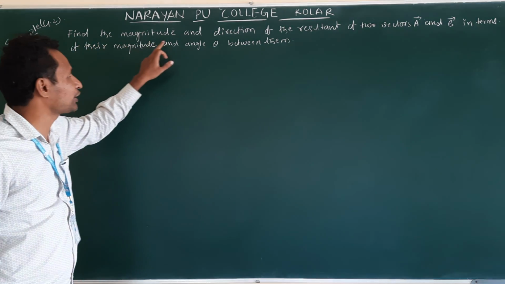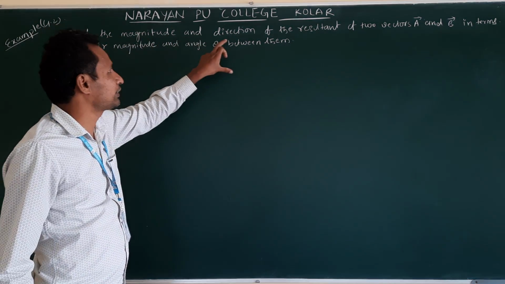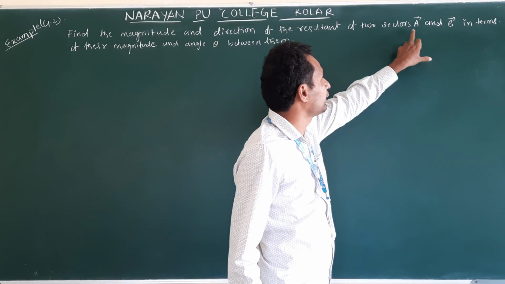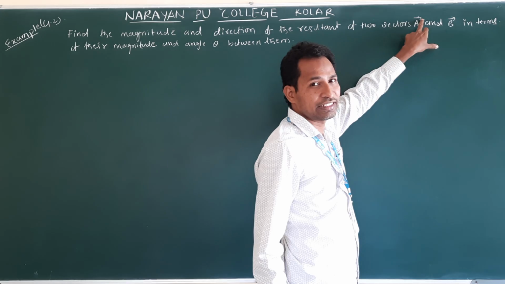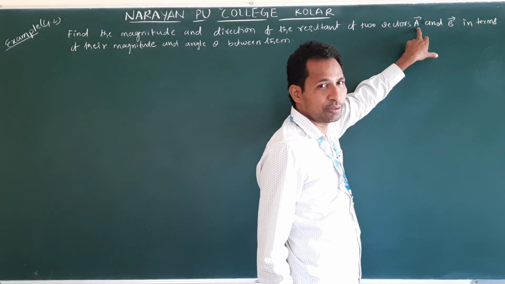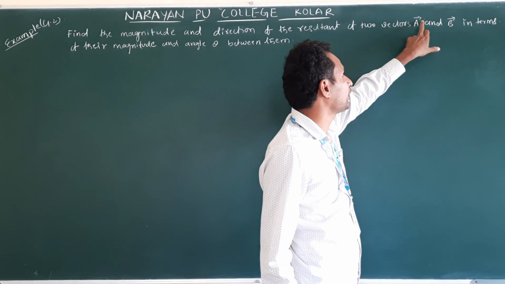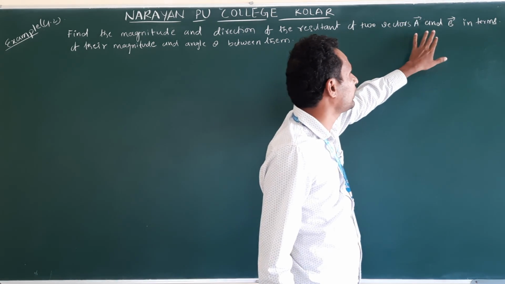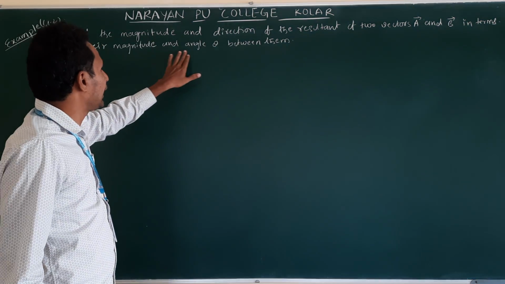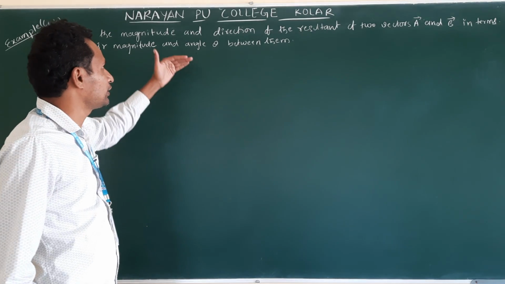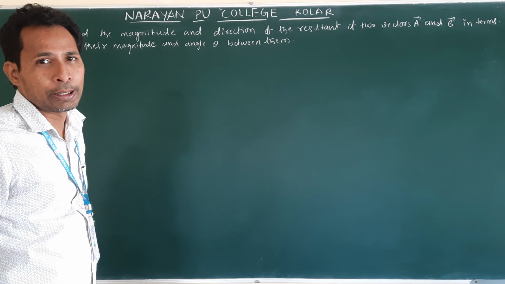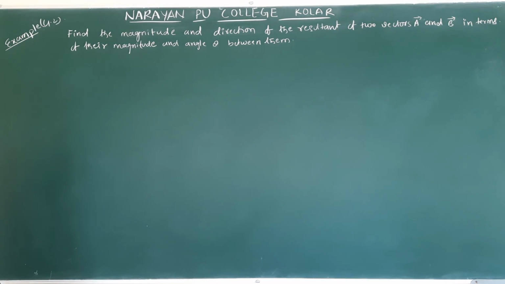What is that? Find the magnitude and direction of the resultant of two vectors A and B. This A and B I have written with an arrow, but in the textbook they are given in bold letters. They printed bold letters, but writing A and B thick every time is difficult, so I have written an arrow above the letter. A and B are in terms of their magnitudes and the angle theta between them. This derivation we also call the parallelogram law of vectors. What is that? Parallelogram law of vectors.